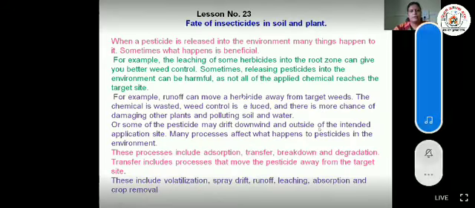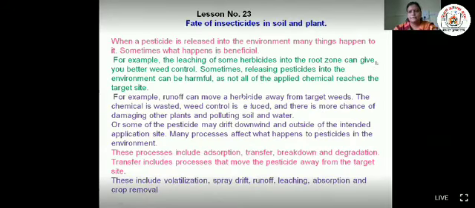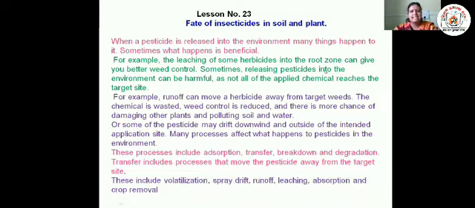Today we are going to take our next topic, the fate of insecticides in soil and plant. When a pesticide is released into the environment, many things happen to it. Sometimes what happens is beneficial. For example, the leaching of some herbicides into the root zone can give you better weed control. Sometimes releasing pesticides into the environment can be harmful, as not all of the applied chemical reaches the target sites.